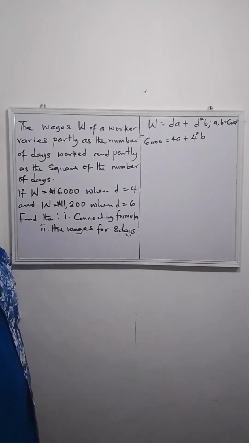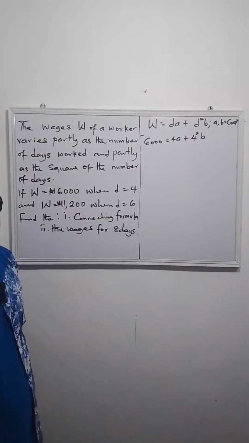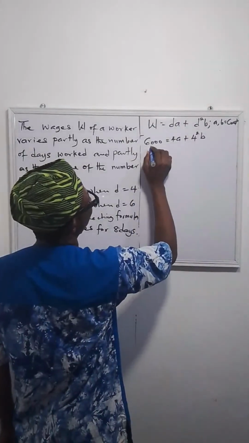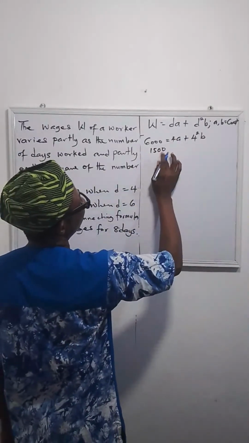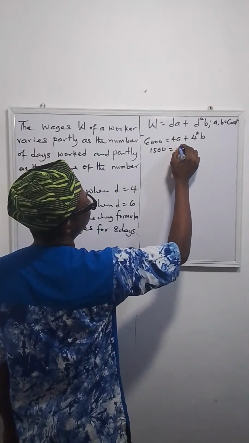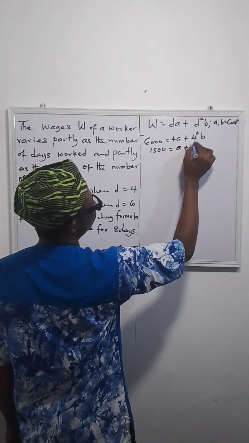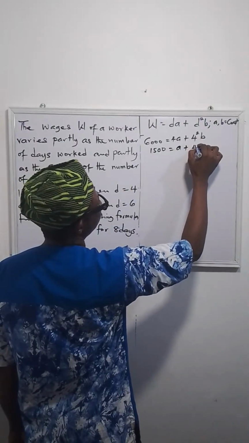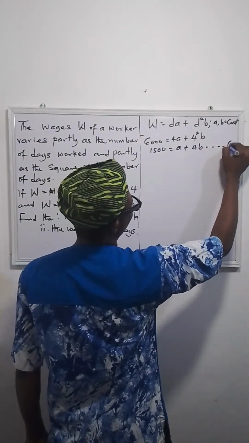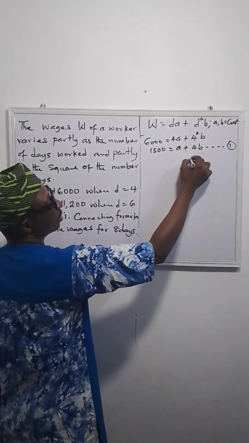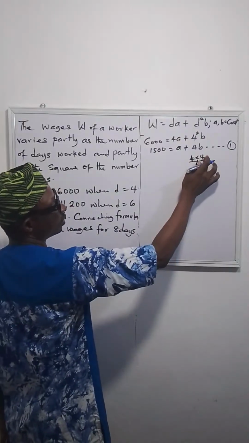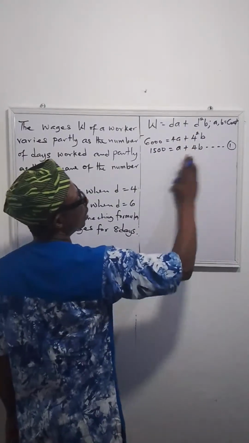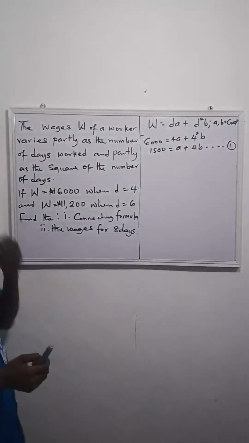All right, so we can simply divide through by 4. When you divide by 4, this is going to give you 1,500. Divide this by 4, we have A, plus when you divide this by 4, you have 4B. We call this equation 1. You know, 4 square is 4 times 4. So when you divide it by 4, 4 cancels 4, so you are left with a 4, and that is the 4 we have here. So that is the first equation.